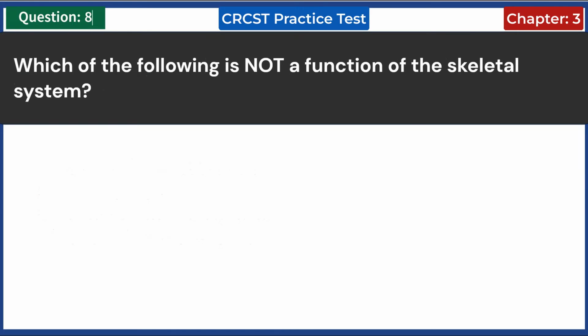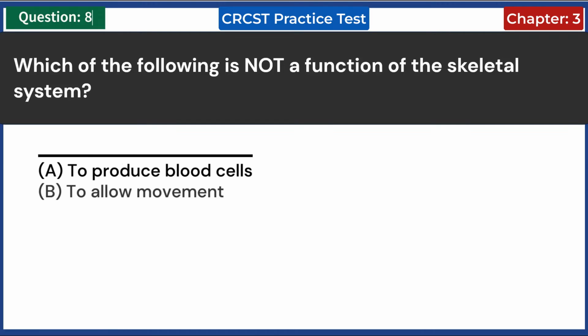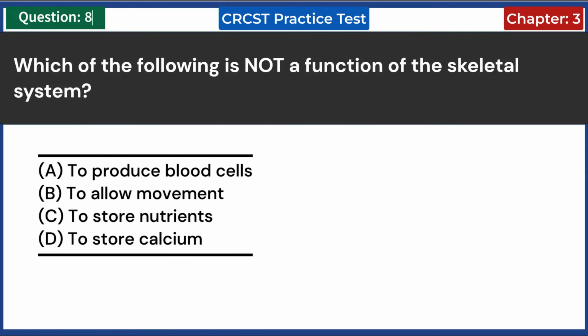Which of the following is not a function of the skeletal system? A. To produce blood cells. B. To allow movement. C. To store nutrients. D. To store calcium. Answer: C. To store nutrients.